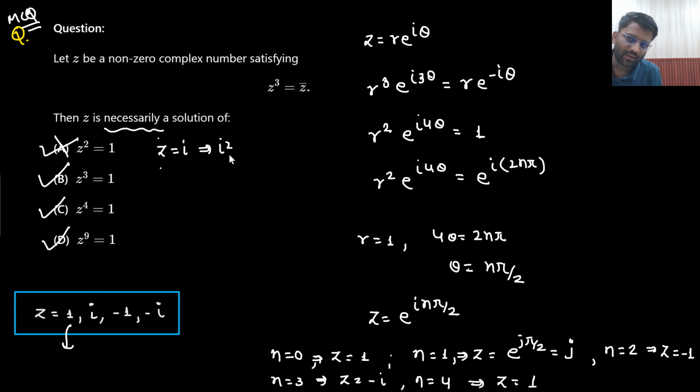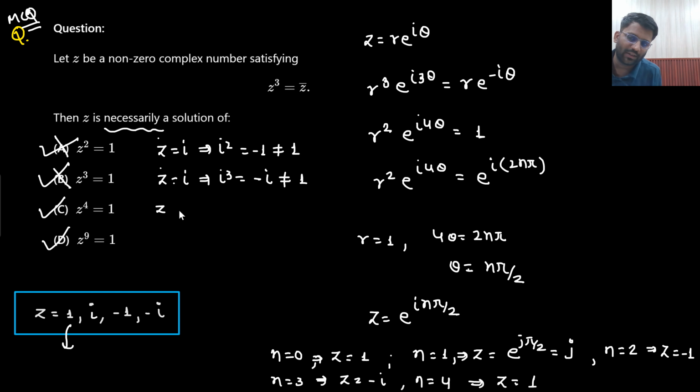Iota square is nothing but minus 1, which is not equal to 1. So minus 1 is not equal to 1. That means this option cannot be possible. If I put z equals iota in this option, what will I get? Iota cube. What is iota cube? Iota cube is nothing but minus iota, which is not equal to 1. That means this option is also gone.